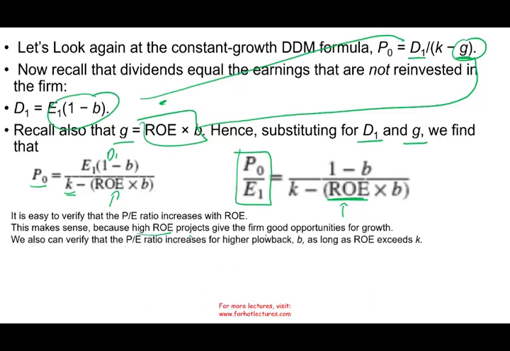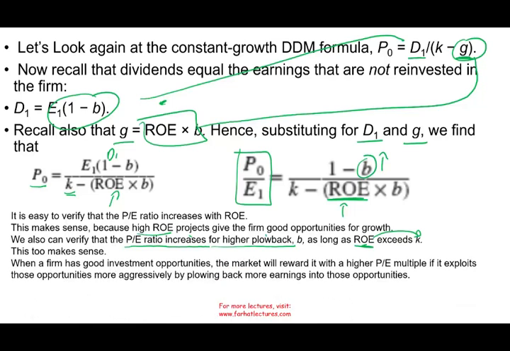We also can verify that the PE ratio increases with a higher plowback. Now, if you can keep more money, but that's not only that, as long as ROE exceeds K and you keep that money, you could make more than the required rate of return, then you should be better off. So it's not only higher B, higher plowback, as long as you can earn more than the required rate of return. Hopefully this makes sense as well.